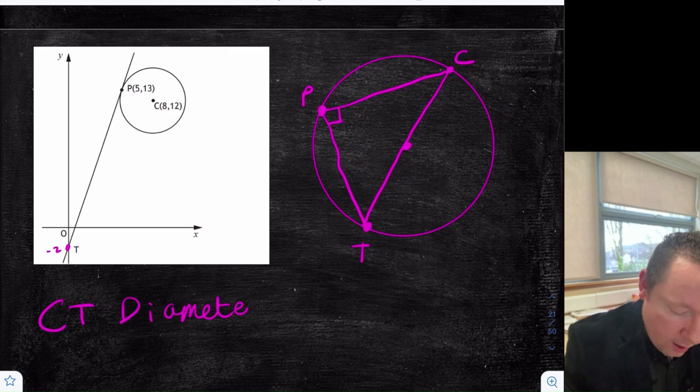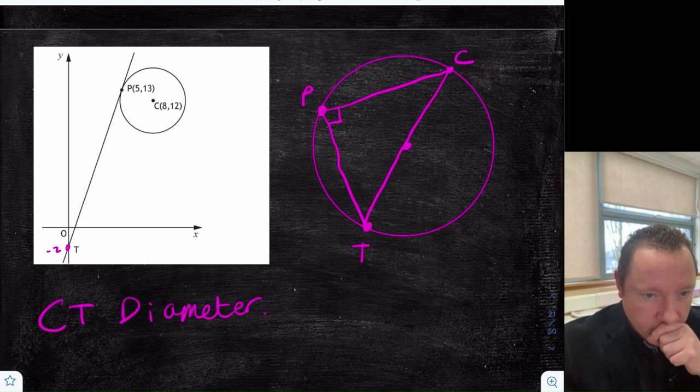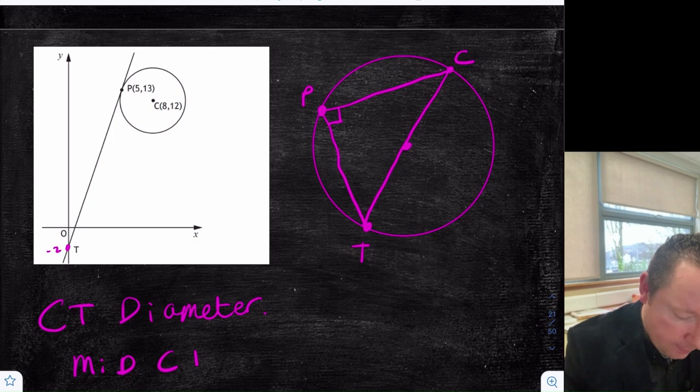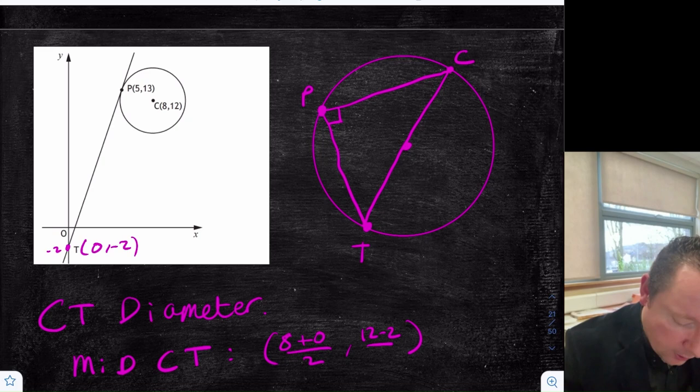And therefore we can work out the midpoint of C and T. So the midpoint of C to T, well, we've got C as 8, 12, and remember, T is 0, minus 2. So it's 8 plus 0 divided by 2, and 12 minus 2 divided by 2. So 8 over 2 is 4, and we've got 10 over 2, which is 5. So we know our midpoint now is 4, 5.